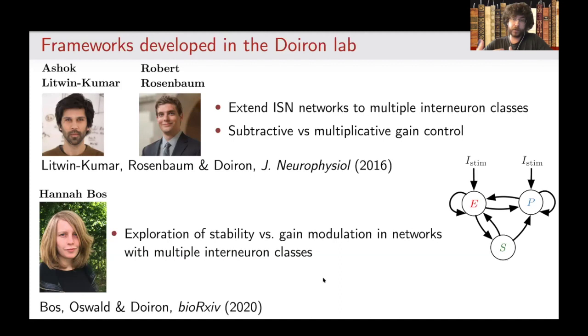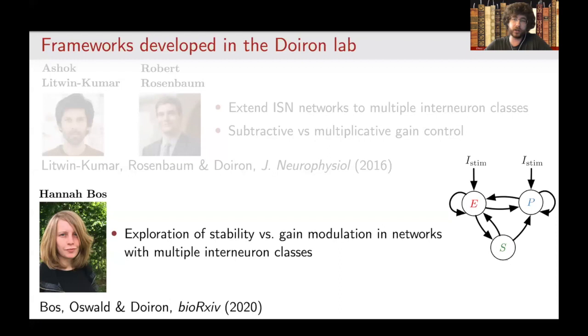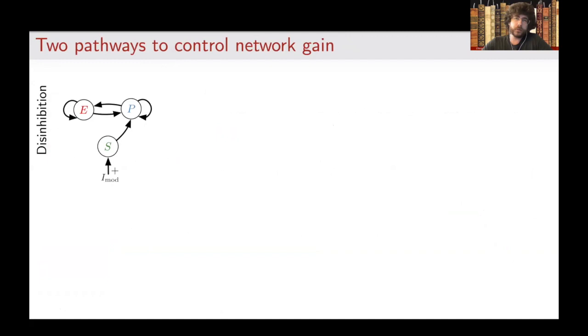I wanted to take just a quick moment to go through some of the results here. Let's step through the circuit and see how the different pathways can enable different network activity. The first pathway I want to talk about is the disinhibition pathway. You can imagine there's some modulatory current coming into SOM that's going to depolarize them, so they increase their spiking, and therefore they're going to inhibit PV cells. And that will drive excitatory cells to fire more.